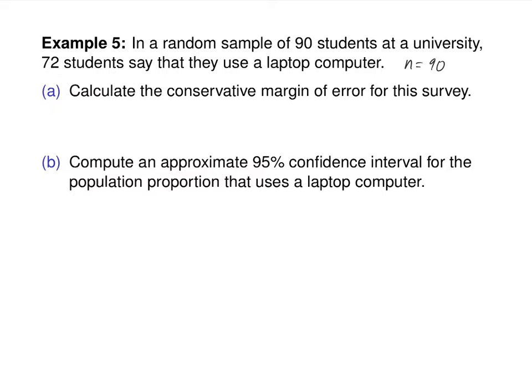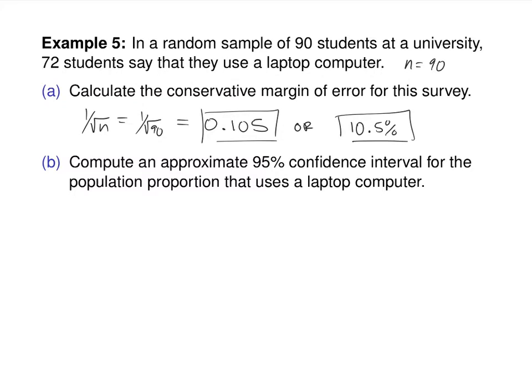Okay. So 1 over root n is 1 over root 90. Give me both a proportion and a percent. I got 0.105. Let's do 1 decimal place after the percent sign. So 10.5%. Is that all right? Okay.